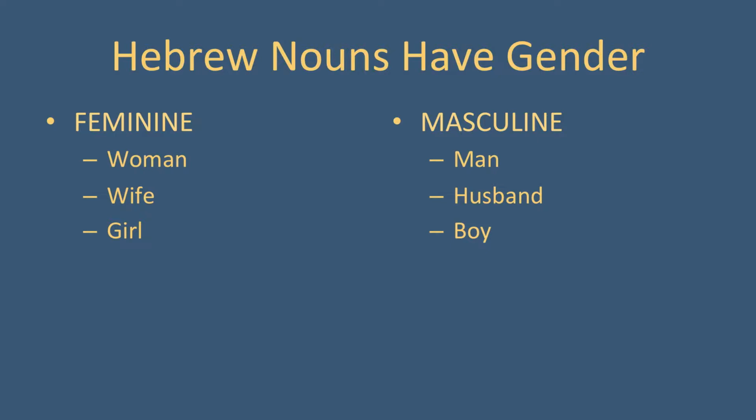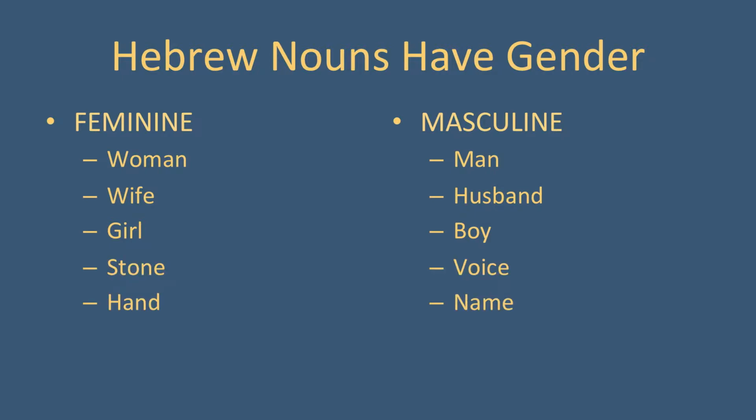Now, there are a lot of words that we can kind of assume we know what category they go into. And so, for example, we have words like woman and wife and girl, and these are assigned into the feminine category of nouns. And likewise for the masculine, man, husband, boy. When you encounter these words in Hebrew, they are going to express themselves in the masculine form.